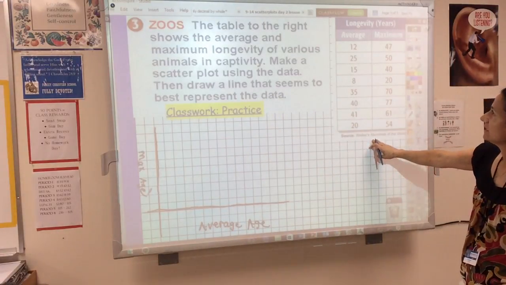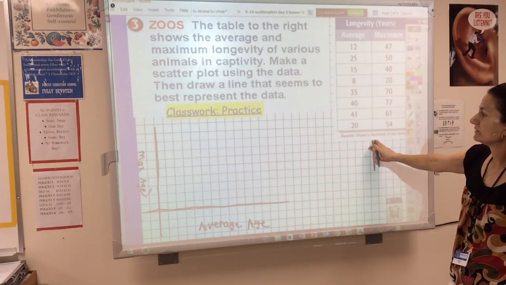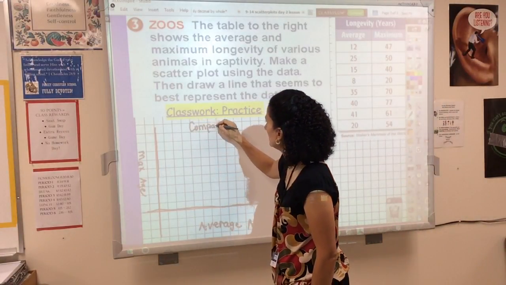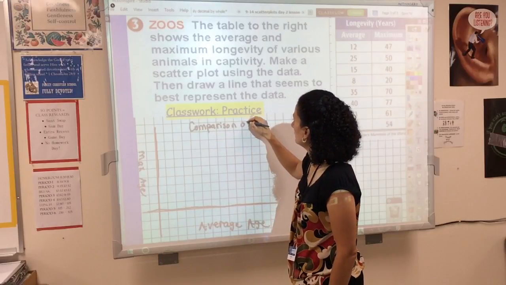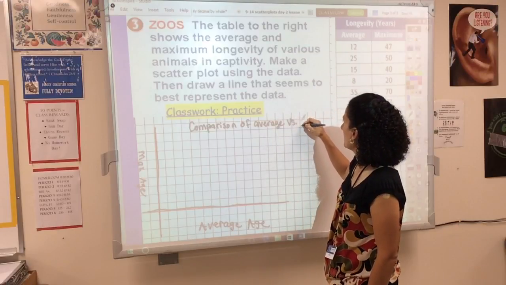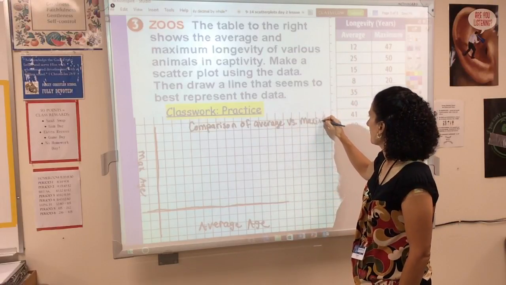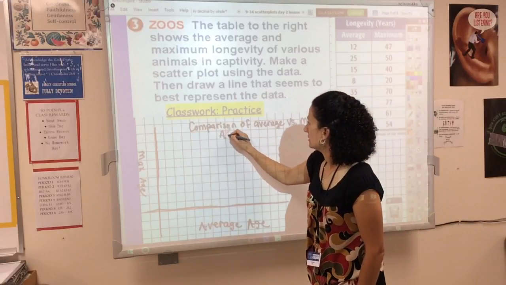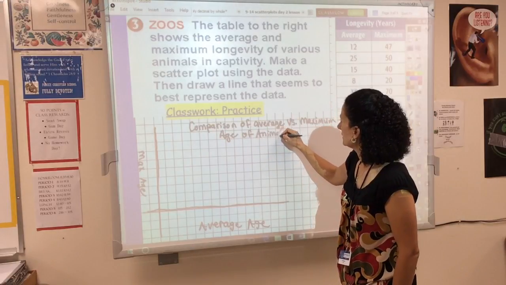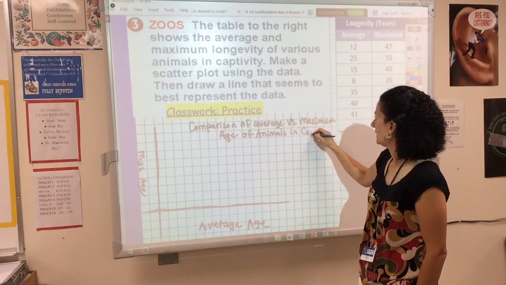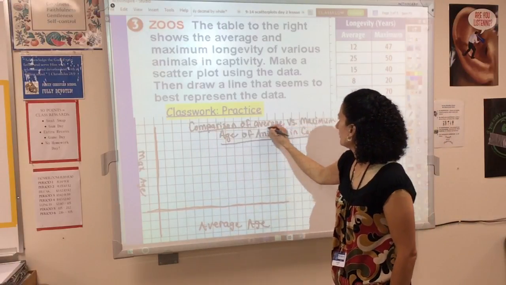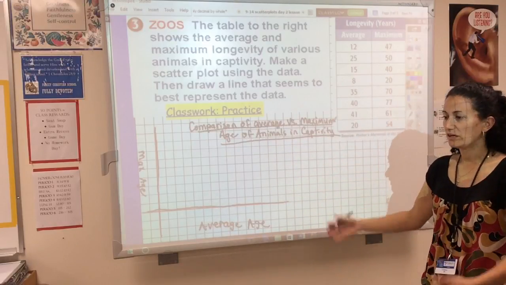I'm going to call this comparison of average versus maximum age, and I'm going to be a little more descriptive, of animals in captivity. Okay? So my title is going to help my reader know exactly what this graph is all about.